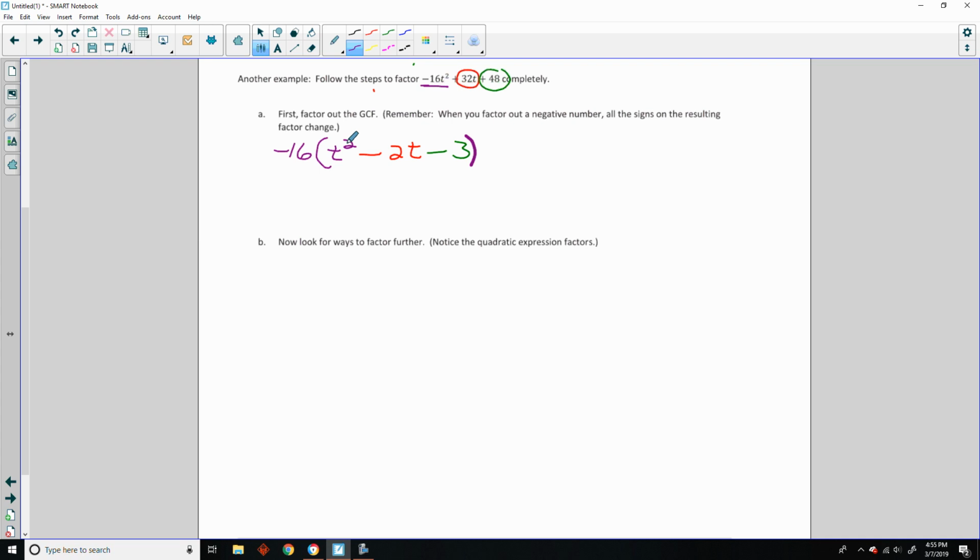So whenever you factor, whenever the first term is negative, we don't want the negative inside the parentheses here. We want to factor out that negative. So always take the negative out and then change all the signs inside. We want a positive t squared in that first term. B says now look for ways to factor further. Notice the quadratic expression factors. So now we have the negative 16 is still there, and we're going to factor this further.